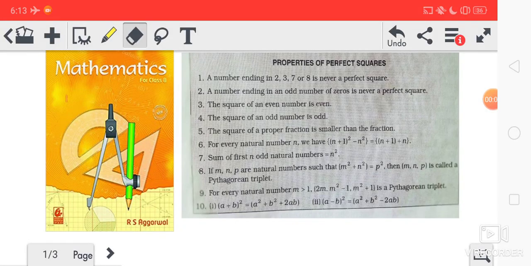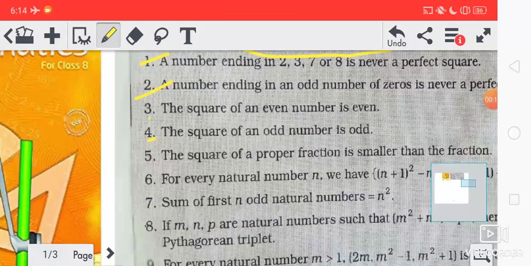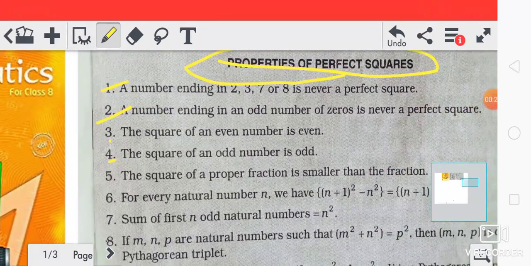Good morning, children. So, we are going to study maths today, and yesterday we already discussed the properties of perfect squares. Okay, so 1, 2, 3, 4. Four properties we have already discussed, isn't it? These four properties we have already discussed.